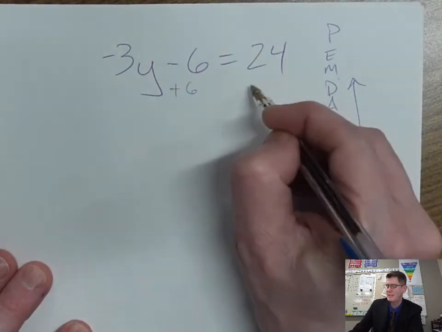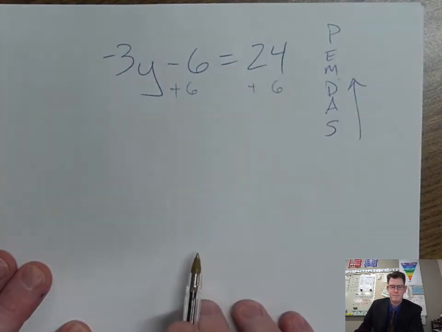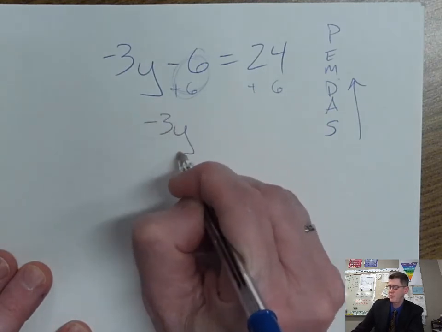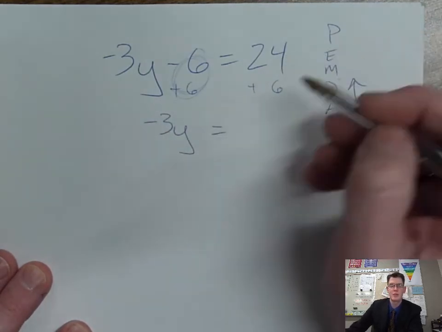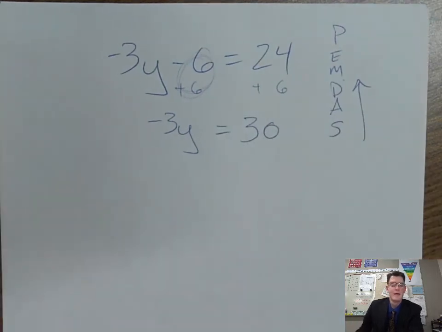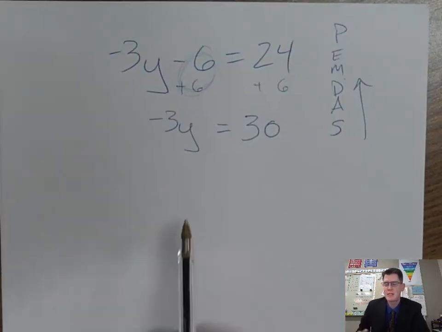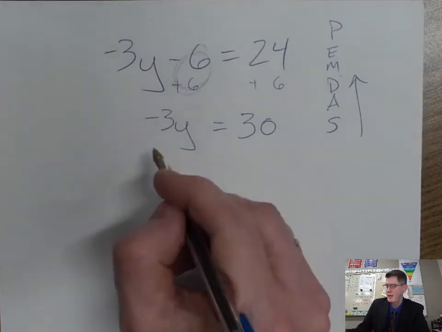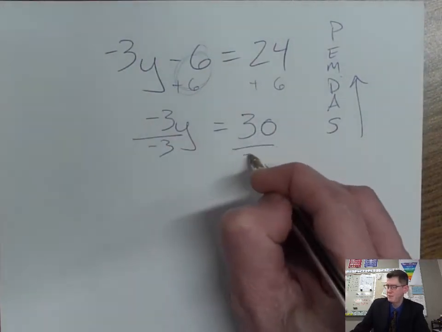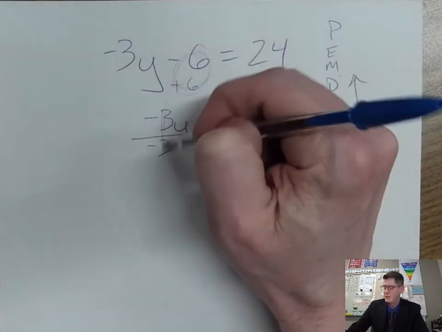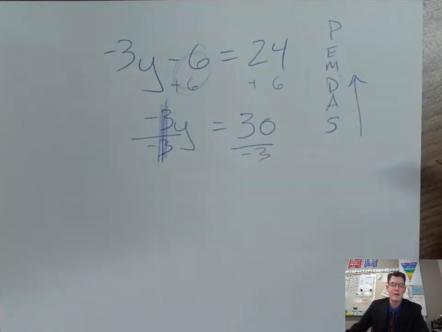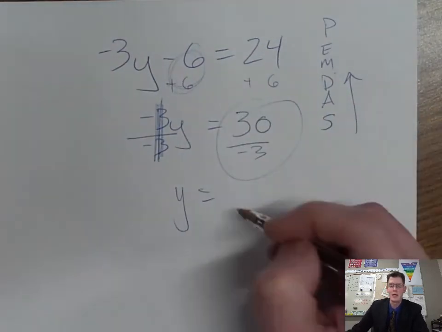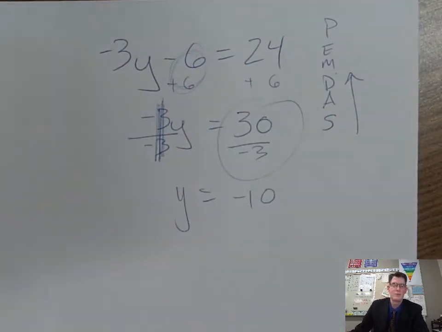So I'm going to add 6 to both sides. That goes to 0. And I'm left with negative 3y equals 30. You can start to see the solution presents itself. This is multiplied on, so we divide off whatever it is. So that becomes 1. Negative 3 divided by negative 3 is 1. So y is, the calculator will tell you, negative 10.